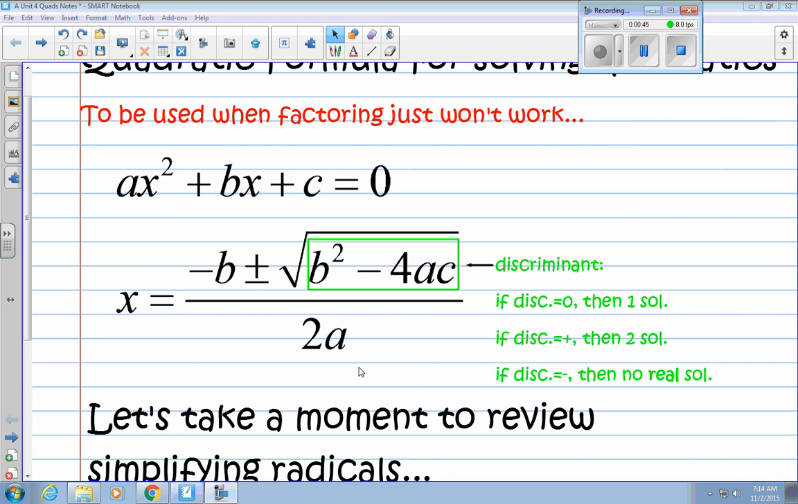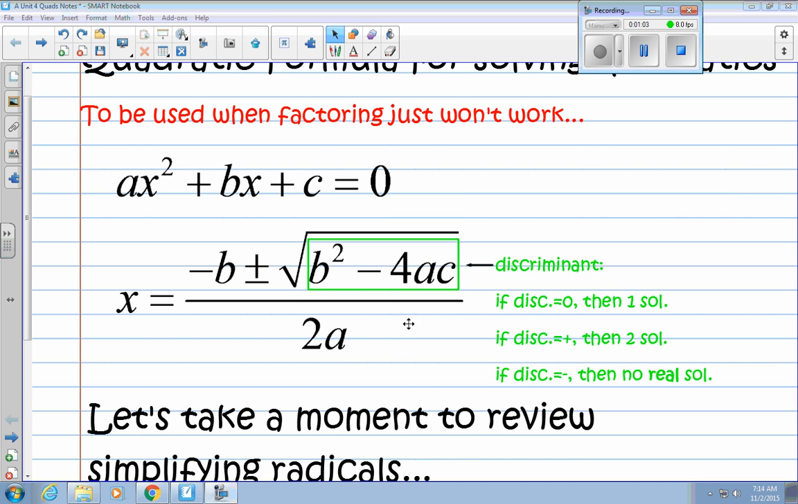A lot of you guys have this memorized already. If I remember correctly, it's actually on your formula sheet as well, but you're going to do it enough that you probably will memorize it anyway without even wanting to. You're welcome.